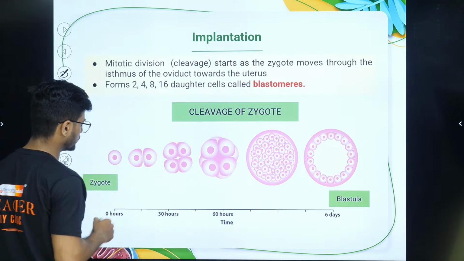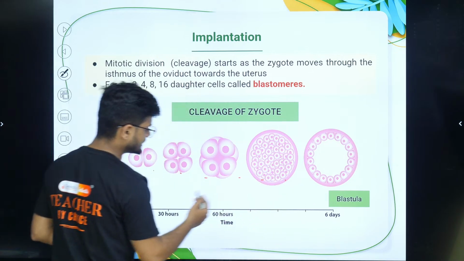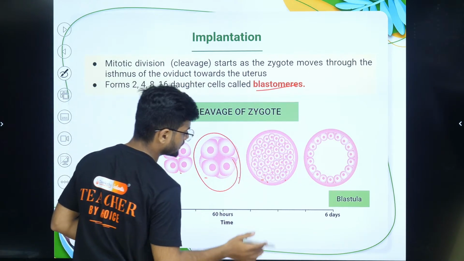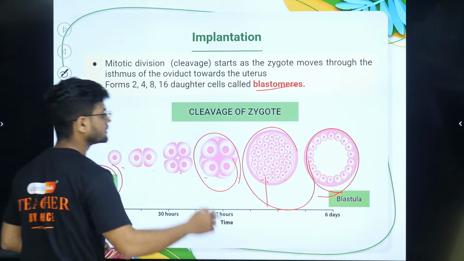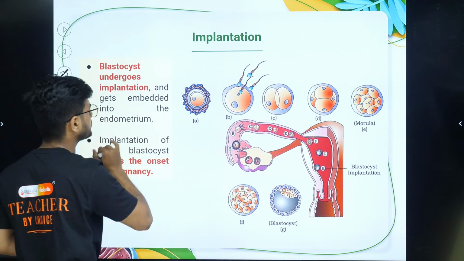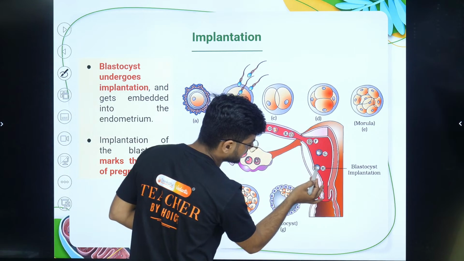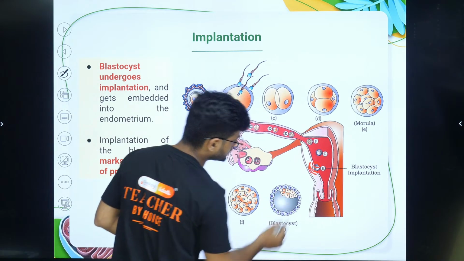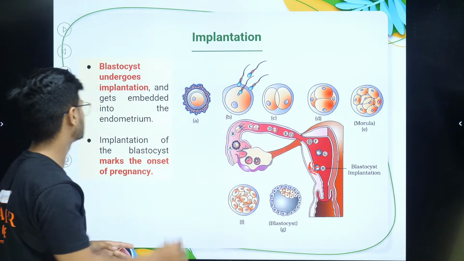This is the cleavage of the zygote: a single zygote, and cell division keeps happening. These cells, 4 cells, 16 cells, we call blastomeres. This is called the morula. Later it becomes a blastocyst, which is not important for you. Finally, look here, the blastocyst attaches and implants in the uterine wall and gets completely engulfed.